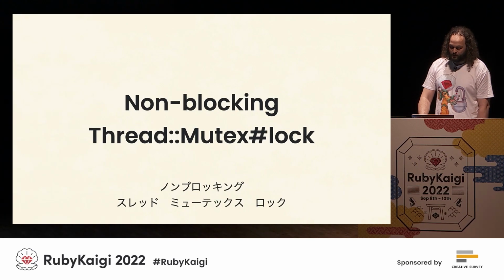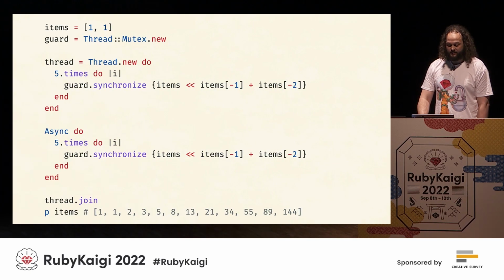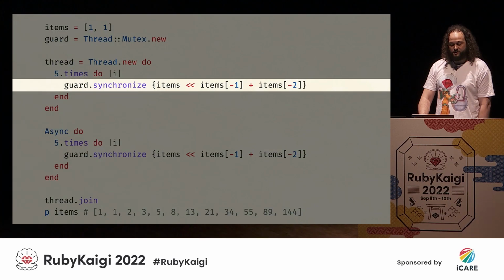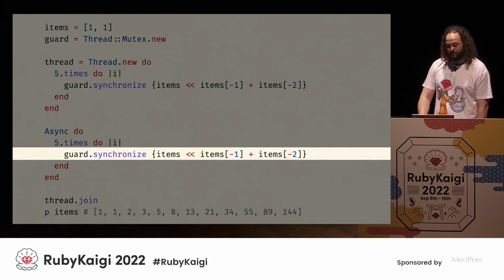We also support thread mutex, which can be used to implement thread-safe access to shared resources. Here we compute the Fibonacci sequence using a thread and an event loop, which share the same state. Here is where the thread reads the previous 2 values and computes the sum within a synchronized block. And here is where the event loop does the same operation. Mutex, lock, and synchronize are internally non-blocking.